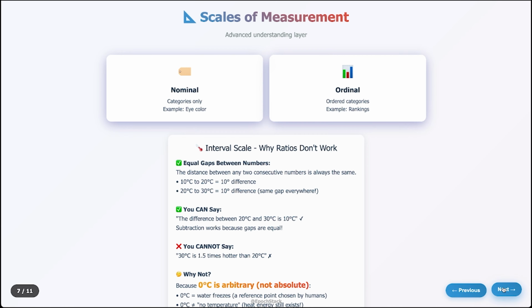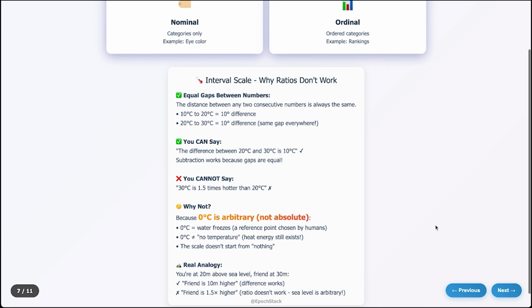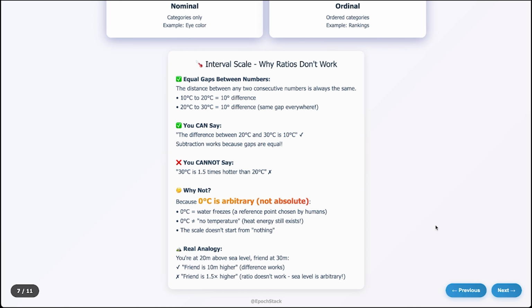Now coming to the most important scale of measurement, that is the interval scale. Here we generally try to measure, for example, the temperature. Here the distance between any two consecutive numbers is always the same. For example, the temperature rising from 10 degrees Celsius to 20 degrees Celsius, or 20 degrees Celsius to 30 degrees Celsius. Here the difference is 10 degrees and the gap is the same.